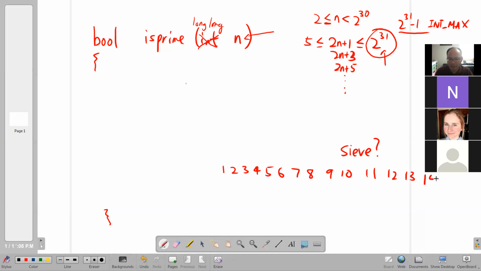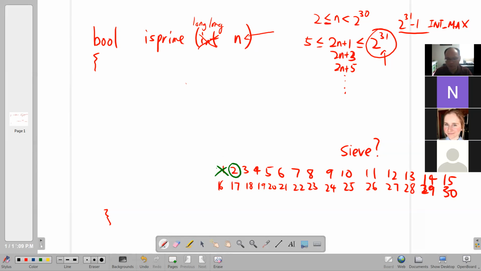Okay, let me do the sieve by hand first. We'll just do 30 numbers, so I don't have to write so much. The idea of a sieve is that 1 is never a prime. So then you start from the beginning. You say 2. 2 is not crossed out, so it's prime. Now that you found a prime, you cross out all the multiples of 2: 4, 6, 8, 10, 12, 14, 16, 18, 20, 22, 24, 26, 28, 30. None of those can be primes because they're divisible by 2.